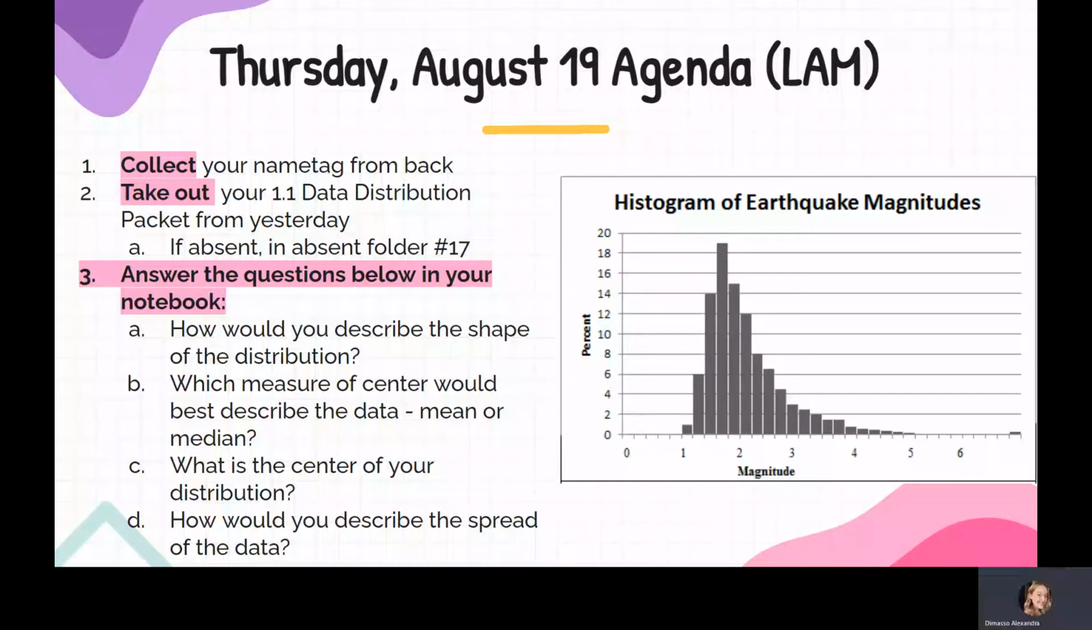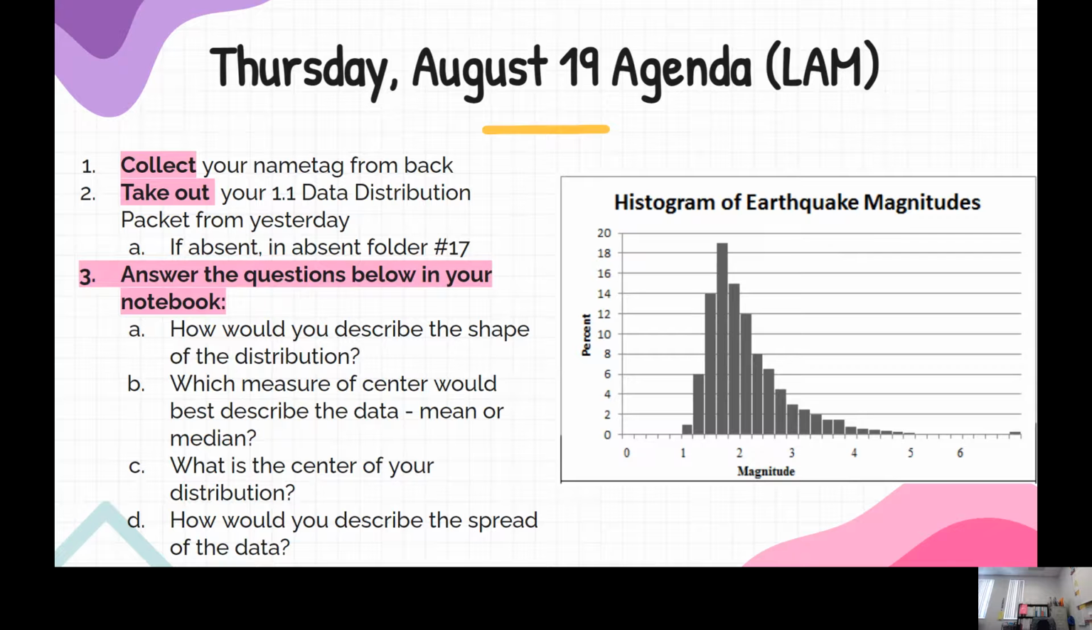So you've got a histogram of earthquake magnitudes. What's on the x-axis? Magnitude. Good. What's on the y? Percent. So magnitude tells you how strong the earthquake is.